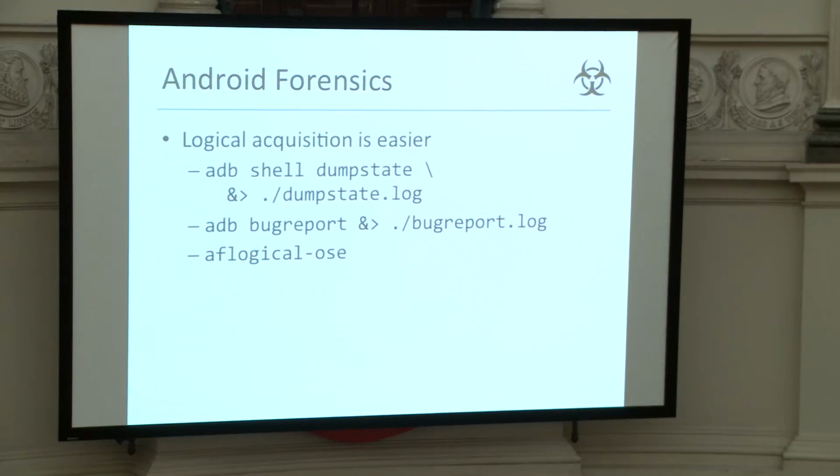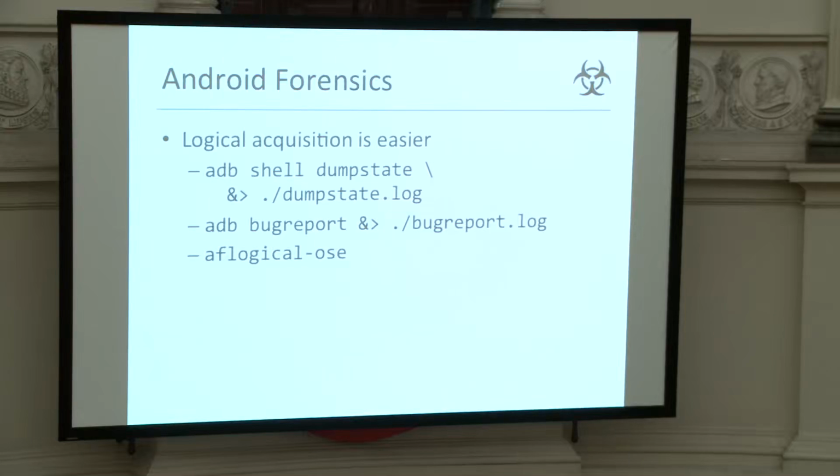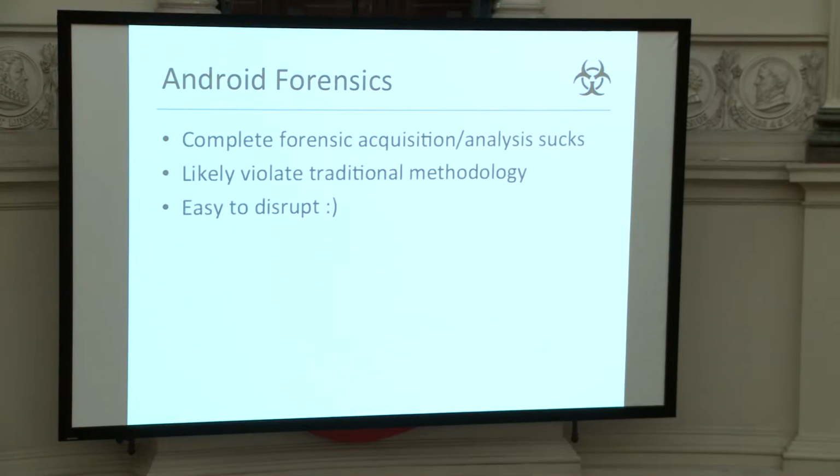Dumpstate can get you things like information about the radio and stuff like that. Bugreport as well. And then there's this other tool called aflogical-ose, which is the open source edition. There's a law enforcement edition as well, which I've never used because I'm not a Fed. And so basically the whole point is getting an acquisition sucks, right? Nobody wants to go through all those steps, and it's easy to disrupt if you remember all the stuff in our kill chain.